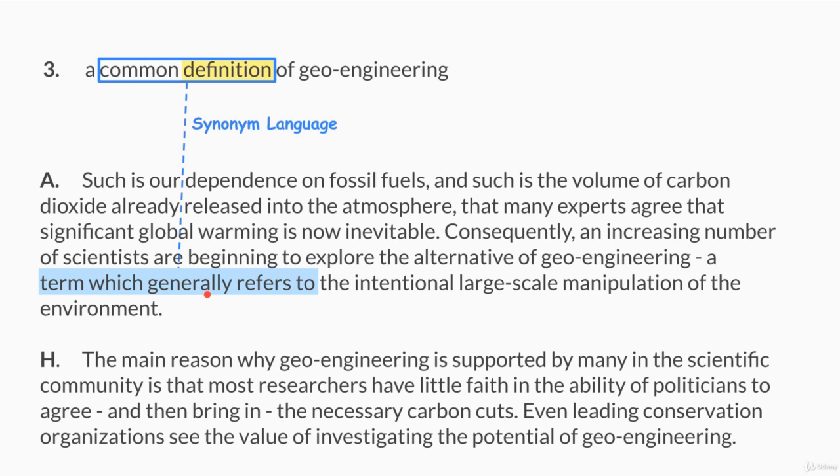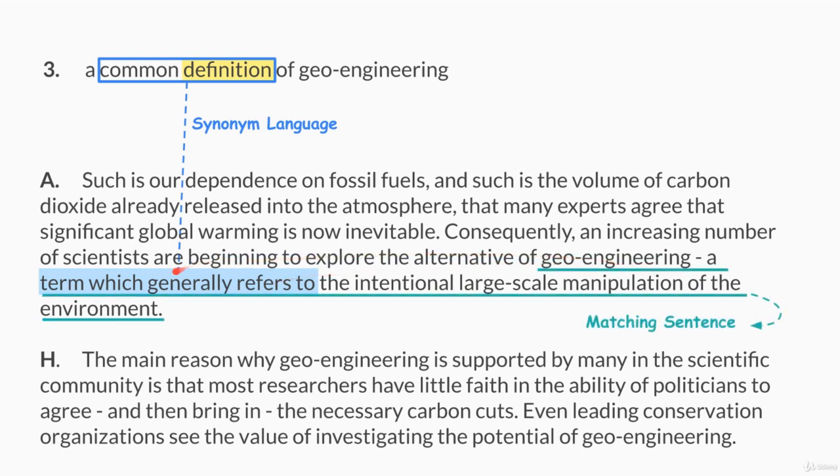At this point, I would underline the matching sentence and I would read this matching sentence to make sure that that is in fact the correct answer. So here it says something about geoengineering, a term which generally refers to the intentional large-scale manipulation of the environment. So it's defining geoengineering. What is the common definition of geoengineering? Well, it tells you that right here. So the correct answer is going to be A.